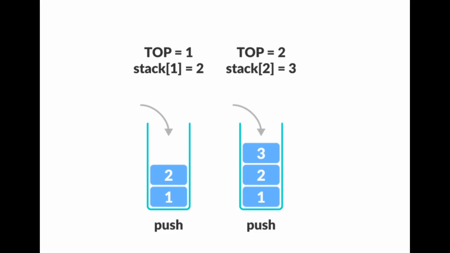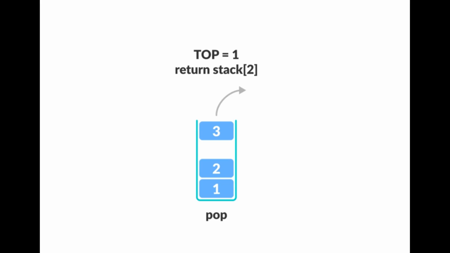So let's talk about the pop operation. Pop means removing an element from the stack. As you can see, if we remove an element from the stack, we should decrement the top counter by 1, and the total elements present in the stack will be 2, which is reflected here. So this was basically the push and pop operations.